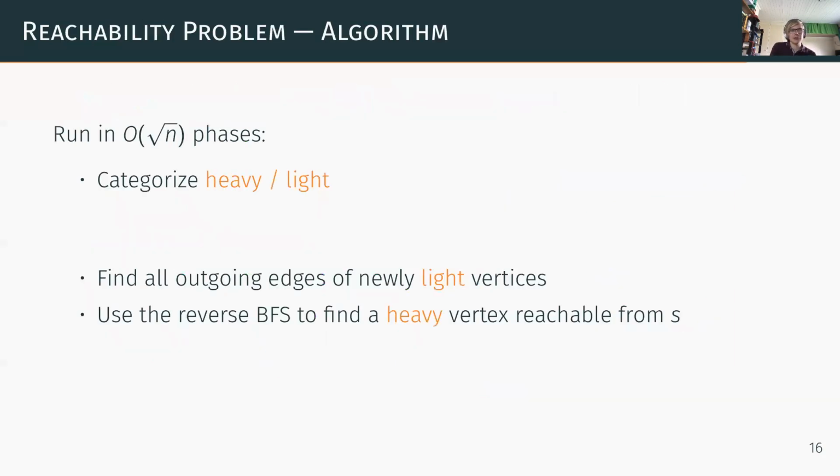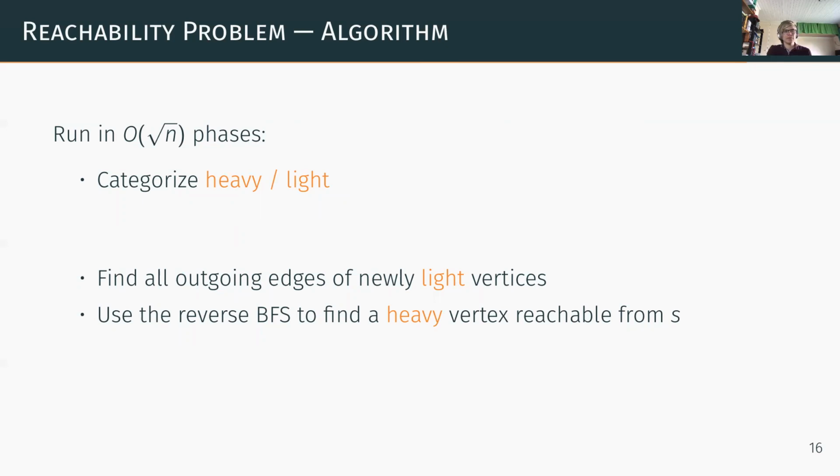So to summarize our reachability problem algorithm, we run in square root n phases, where in each phase we start by categorizing vertices as either heavy or light, depending on their degree. And then for all newly light vertices, those which were heavy before, but now in this phase have turned light, we find all the outgoing edges for them. This will only happen at most once per vertex. And then we use this reverse breadth-first search procedure to find some heavy vertex reachable from the source.